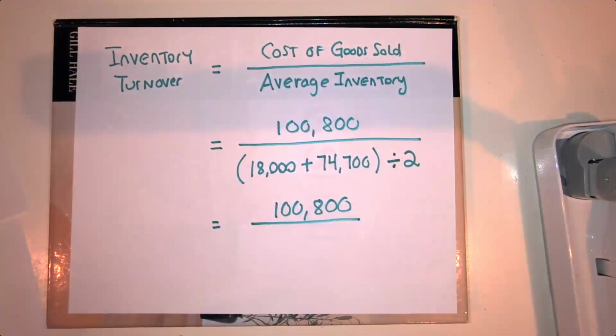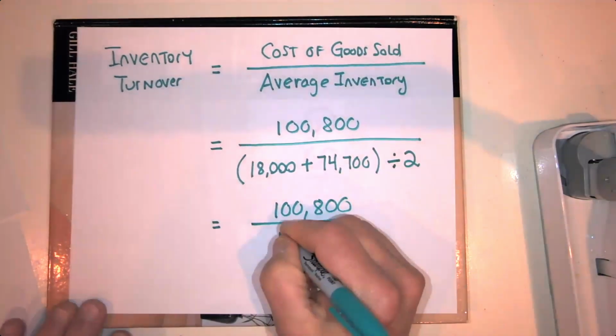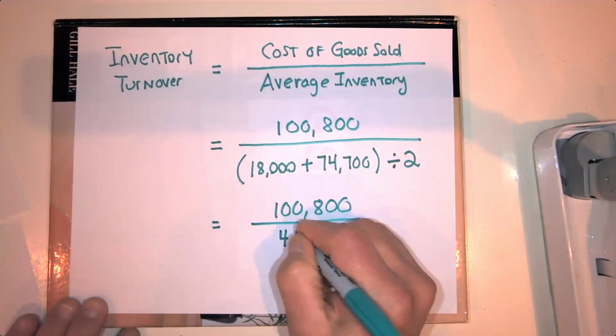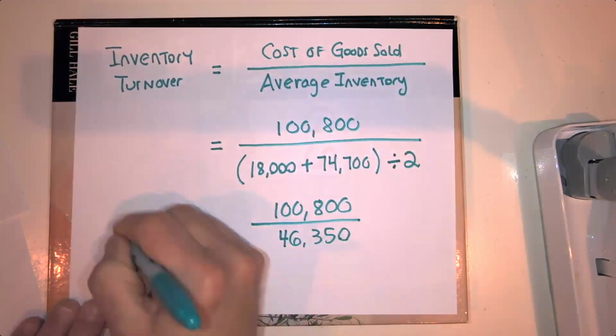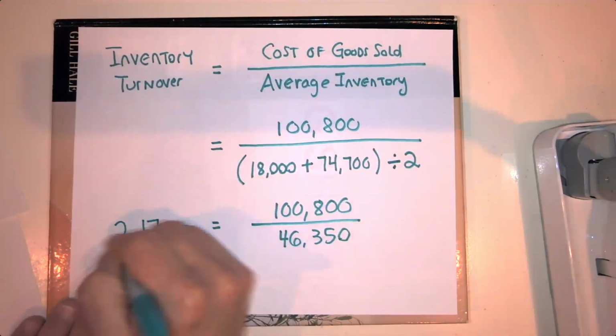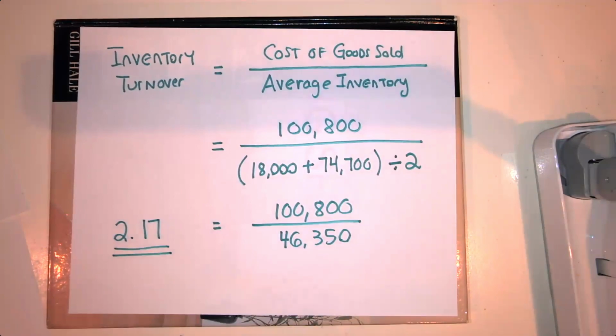100,800 divided by our average inventory, 46,350. Gives me an inventory turnover ratio of approximately 2.17. Are there any questions on any of the calculations, any of the work that we did here in our problem together this evening?